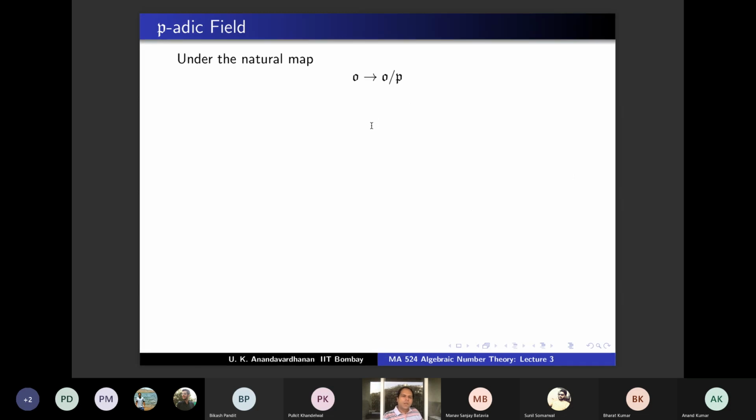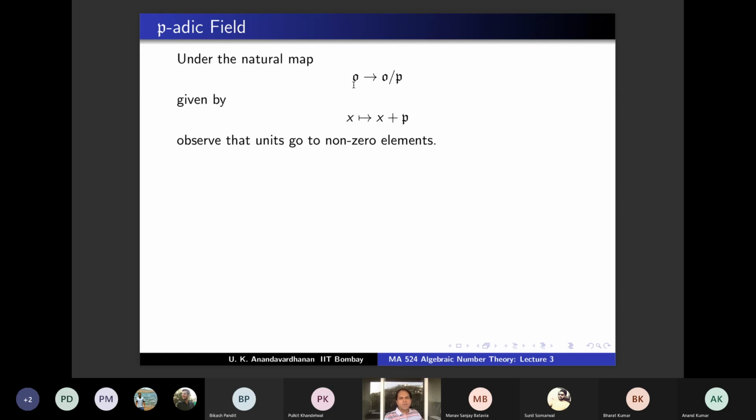Okay, and you can consider this natural map from O to O by P. What is the natural map here? X going to x plus P. And check that units go to non-zero elements. If you take a unit here, the image is non-zero here. O by P is a field and units will go to non-zero elements.